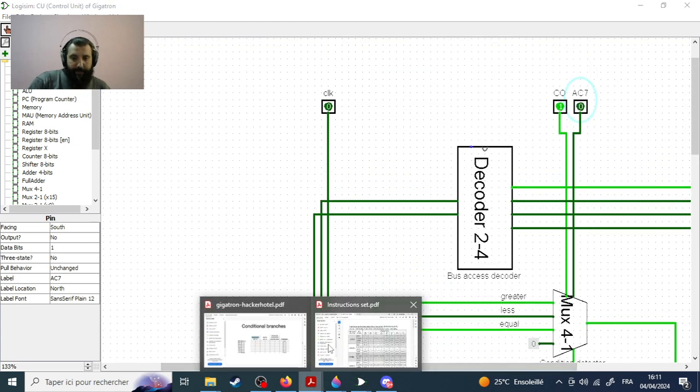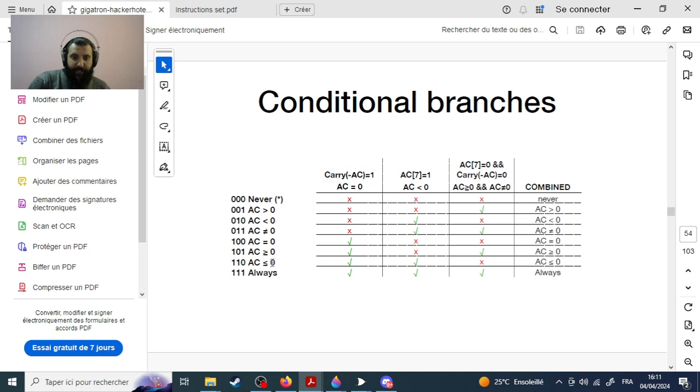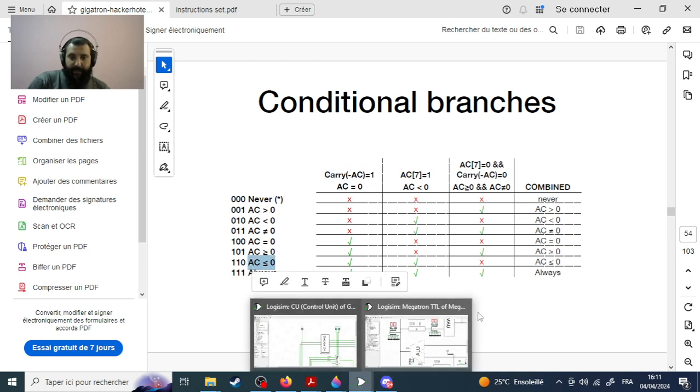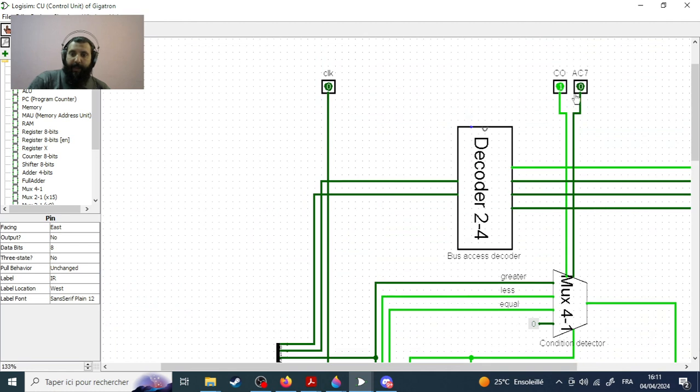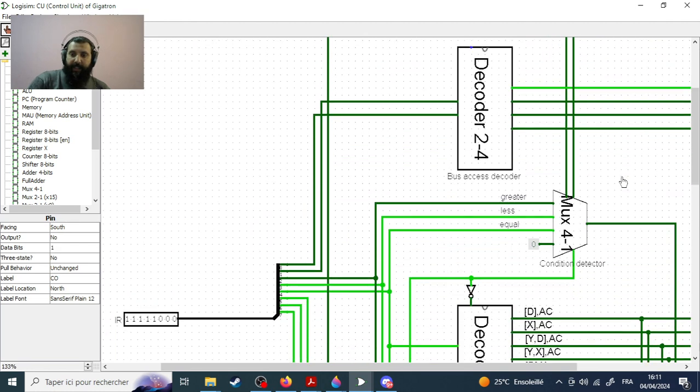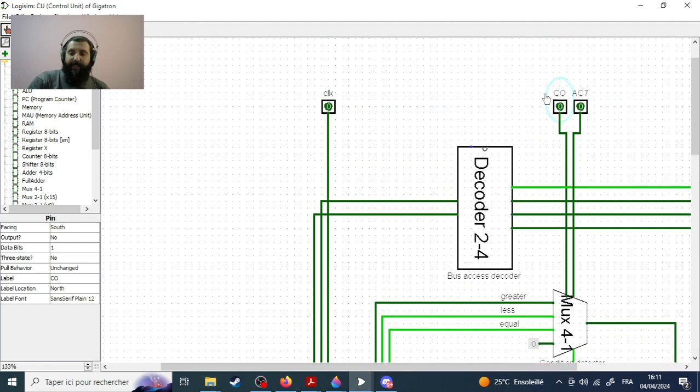Okay, let's continue. We have this one. This one is the 6. Have 6 like this. We have to try each possibility. If you have this, what is the state of AC?